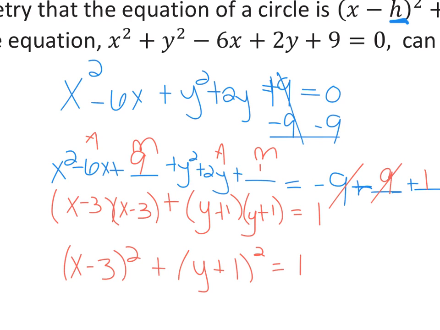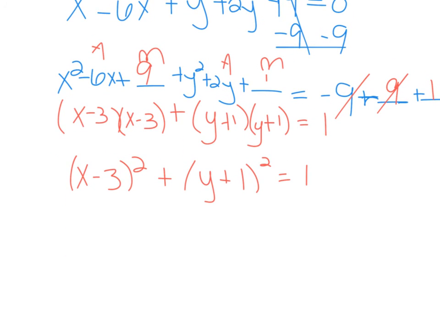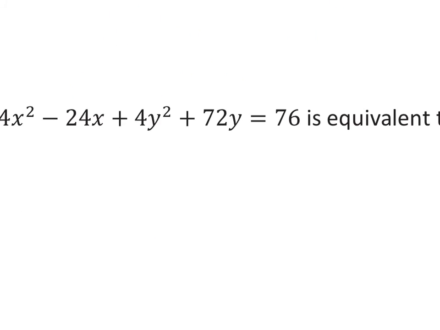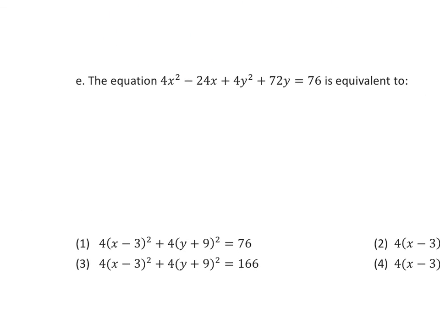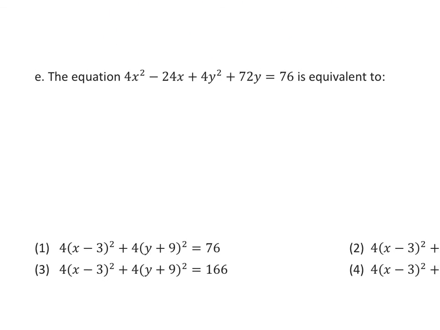So what's your center? Change the signs. It would be (3, negative 1). What's your radius? It would be 1 because the square root of 1 is 1. Okay? And that's it. And this is going to set us up for the only question that was on the Regents exam with completing the square, and it's this. Oh yeah, it is this guy right here.